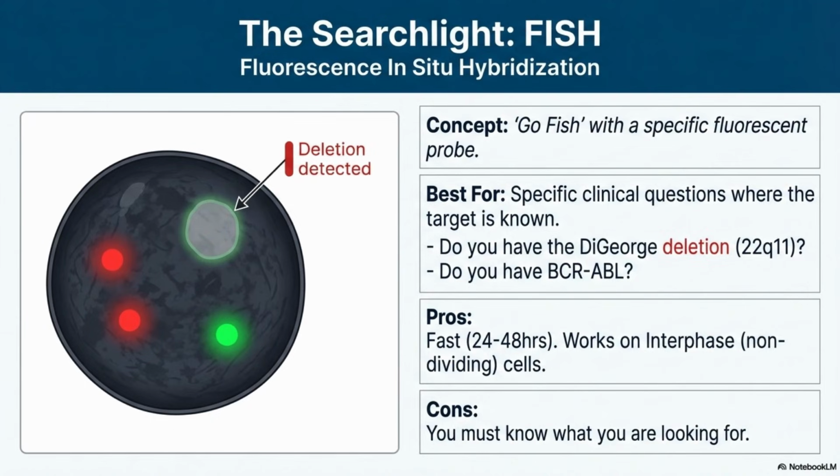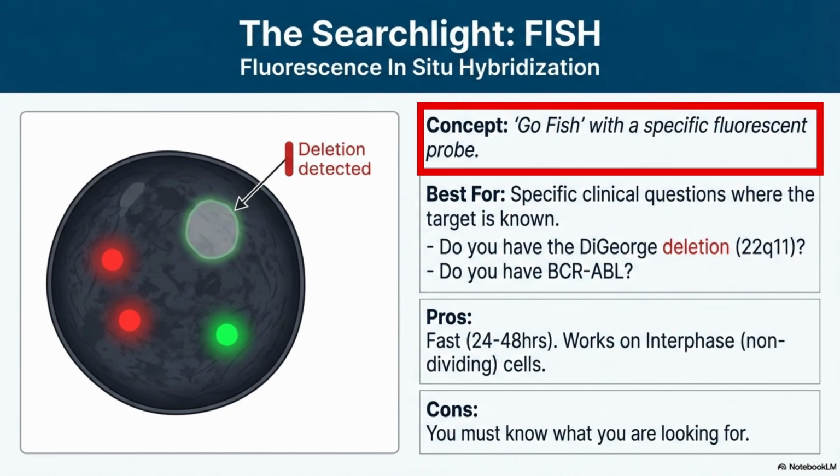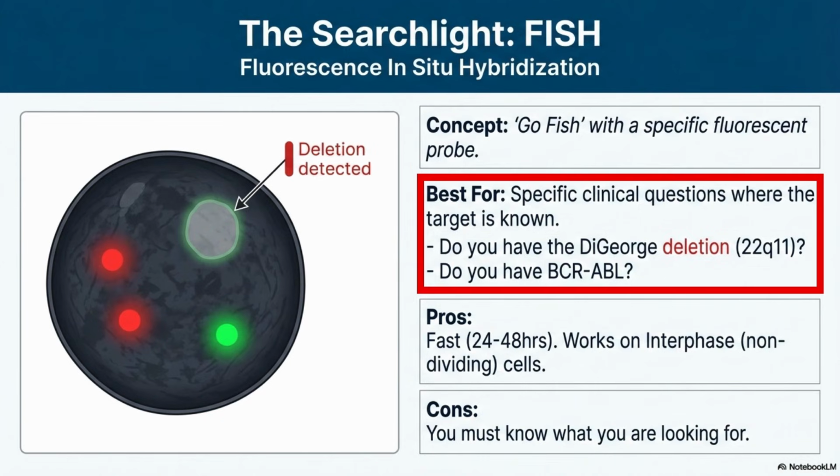Next one is FISH, or fluorescence in situ hybridization. It is the searchlight. We use a fluorescent DNA probe that sticks to a specific gene. Go fish for a specific sequence, we say. It is best for specific questions. Does this patient have the DiGeorge deletion 22q11, too small for karyotyping? Does this leukemia patient have the BCR-ABL translocation 9;22?